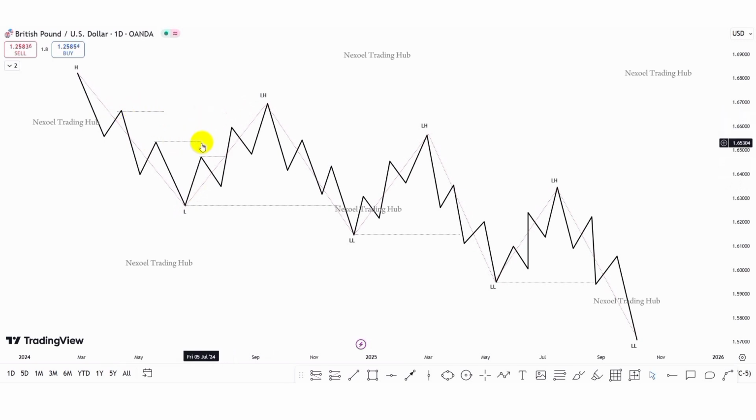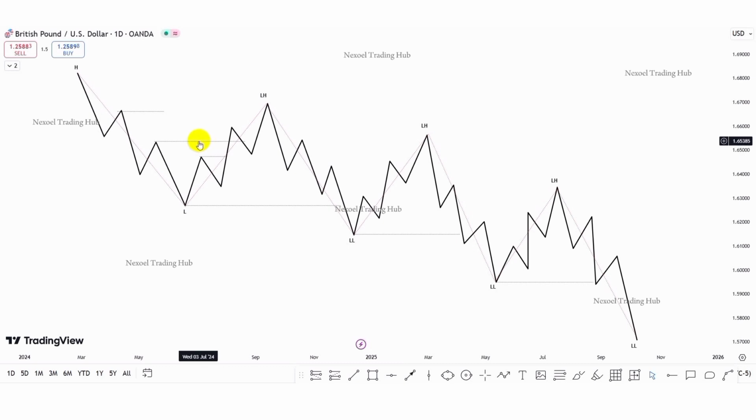Because why? This is the anticipation of retail traders. Let me push this outward like this. What retail traders will anticipate is, since price gave us this pullback and fell, they will expect this to act as a resistance. Are we together?